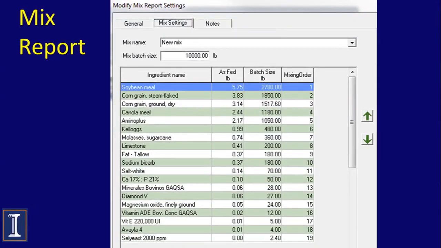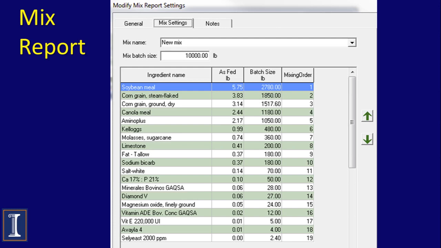Next, I have a mix report. We can go in then and mix this feed, and I can change the mixing order. You can see here we are mixing from the highest to the lowest level. So now I have pounds as fed, because that's how most feed mills are going to do it. And here's my batch size. So I'm making a 10,000 pound batch size. Notice that was entered above there.